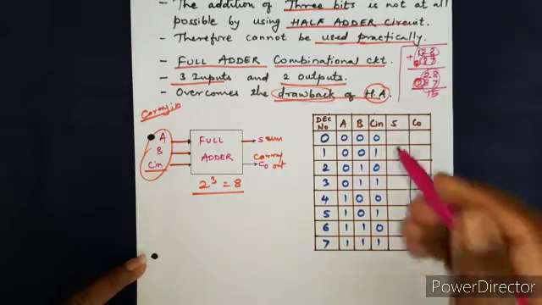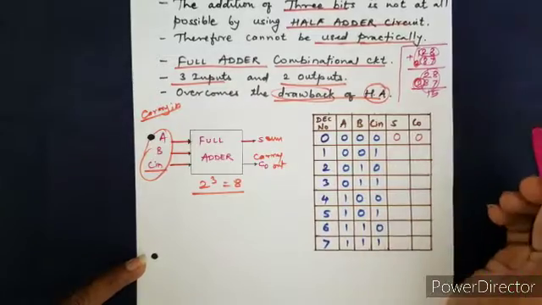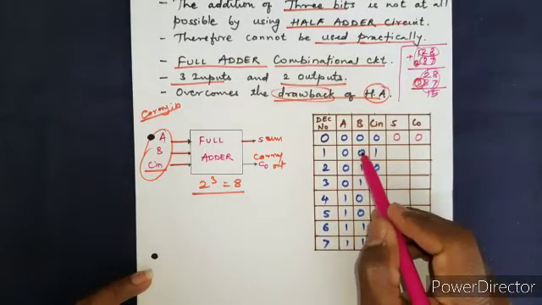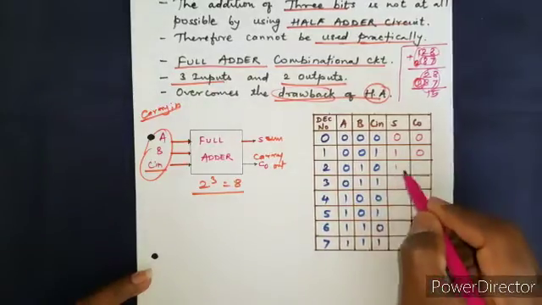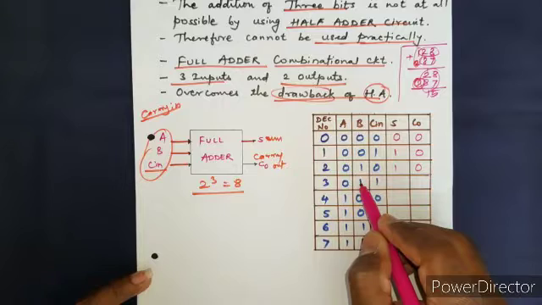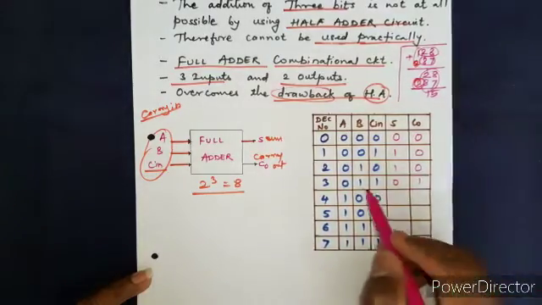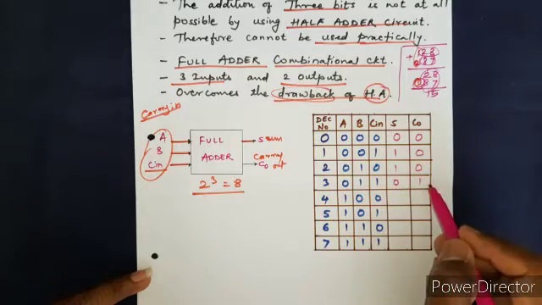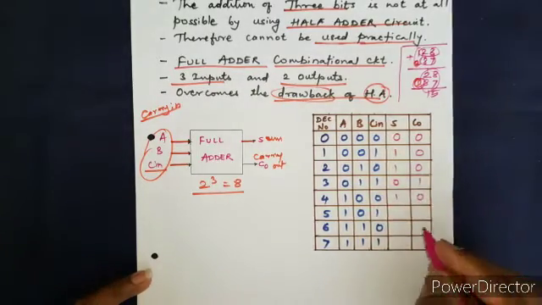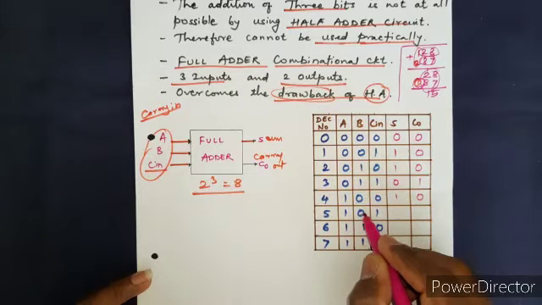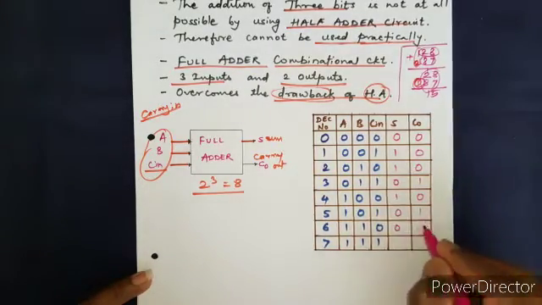Now let's see the output for these combinations. 0 plus 0 plus 0, sum is 0, carry is also 0. 0 plus 0 plus 1, sum is 1, carry is 0. This is again 0, 1. Now 0 plus 1 plus 1, sum is 0, carry is 1. So if you have 2 ones, then sum is 0 and carry is 1. Again 1 plus 0 plus 0, sum is 1, carry is 0. 1 plus 0 plus 1, sum is 0, carry is 1. And 1 plus 1 plus 0, sum is 0, carry is 1.